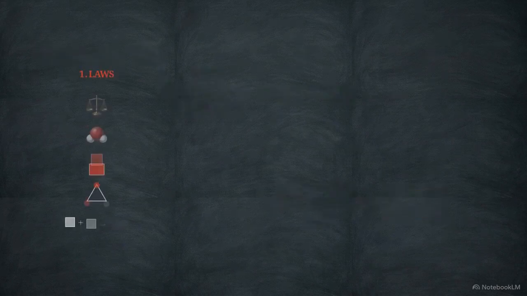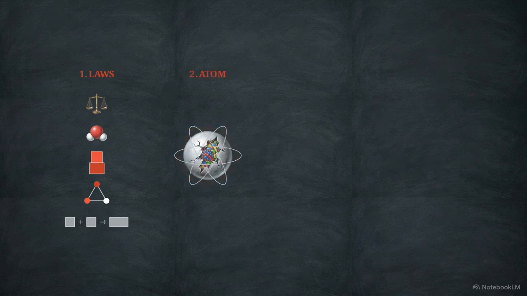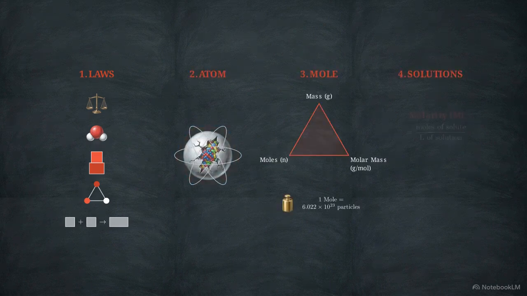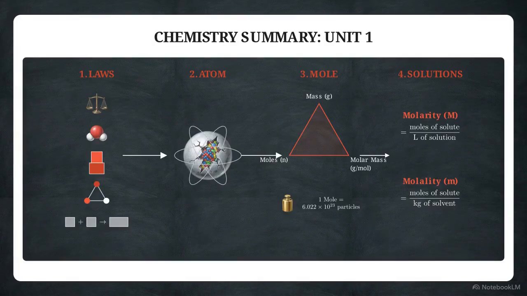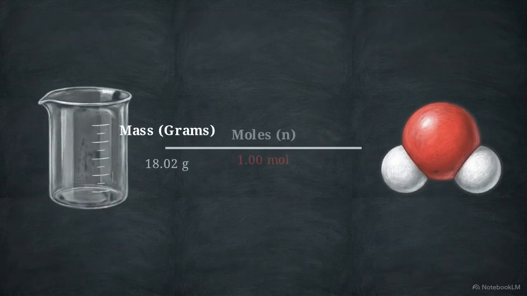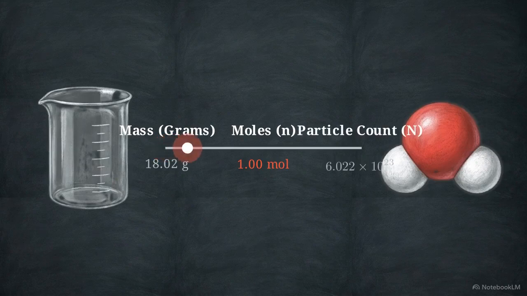We can now see the progression from the foundational laws of chemical combination to the structure of the atom, the transition into the mole, and finally the practical application of concentration formulas. You can pause here to take a screenshot of this summary for your study notes. Mastering these laws and formulas provides the framework required to accurately predict and measure how the physical world behaves.